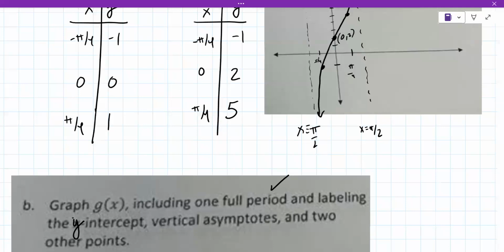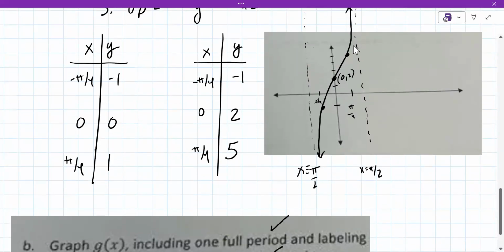The vertical asymptotes are at pi over 2 and minus pi over 2. And the two other points come from your table. So this is everything. If the question is like this, or has the same numbers, this is sufficient.